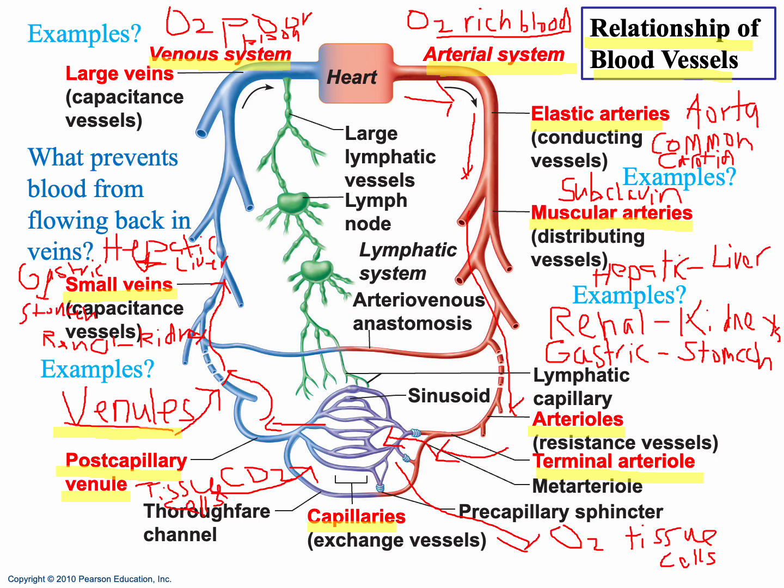All right, so this question here, what prevents blood from flowing back in the veins? And again, that answer would be the valves, right? The valves. And again, these valves are found in veins, typically found in the extremities.